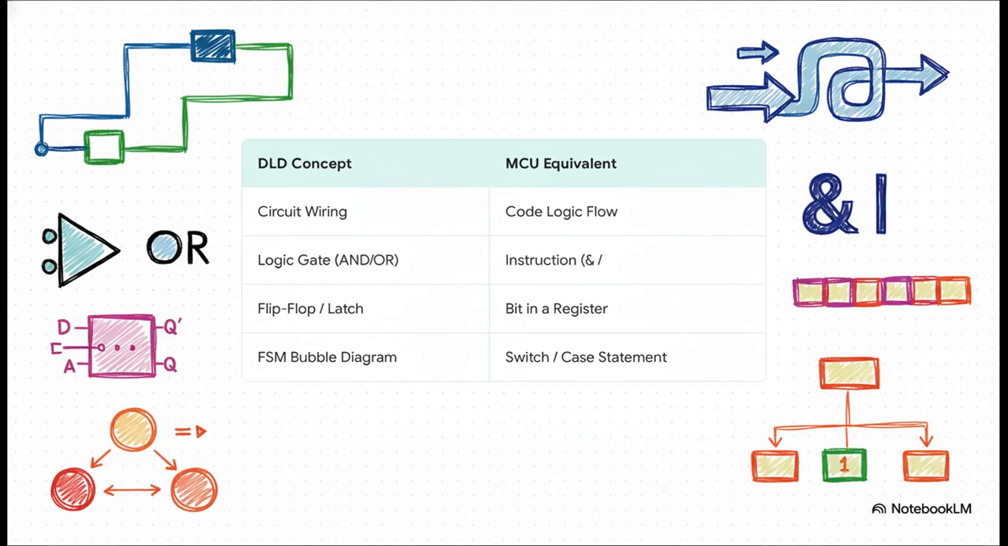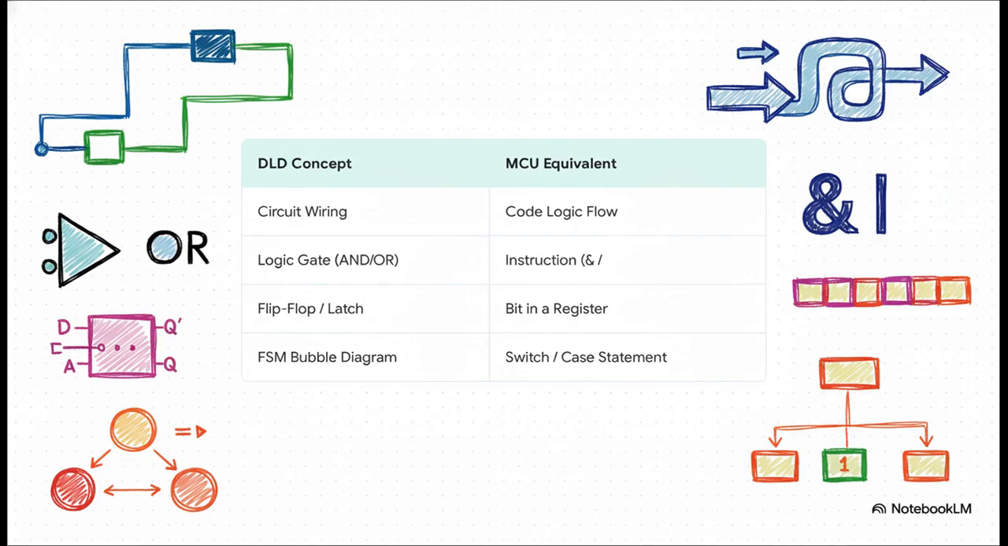And here it is, the full cheat sheet, putting it all together. You can see how your physical circuit wiring becomes the logical flow of your code. An AND gate becomes a bitwise AND instruction in your software. And those finite state machine bubble diagrams you used to draw, that's basically just a switch case statement in your C++ code. Keep this map in your head. You're not learning from scratch.